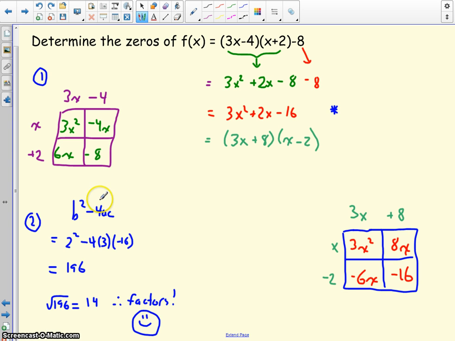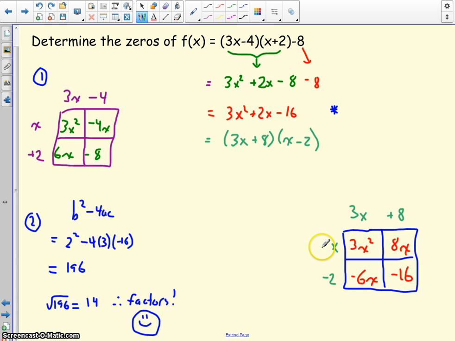Check the discriminant, b squared minus 4ac, it gave me 196. Square root of 196 is 14, so it's a perfect square, therefore it factors. And I don't know about you, whenever I discover I can factor instead of using quadratic formula, I'm always happy, so, little smiley face there.